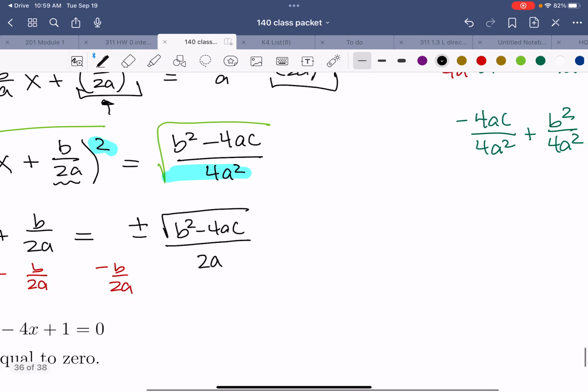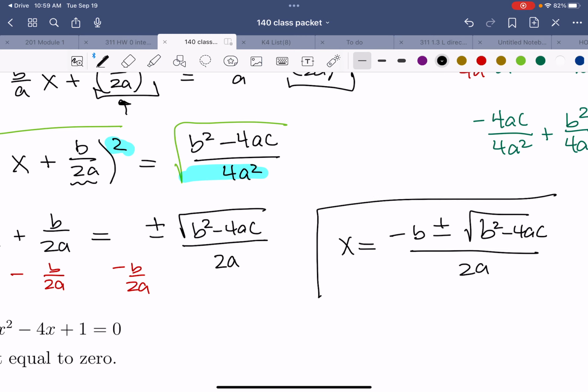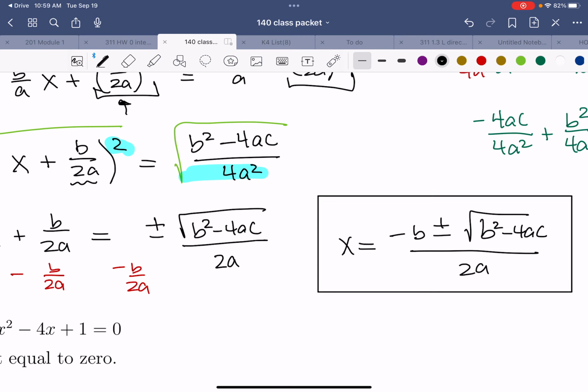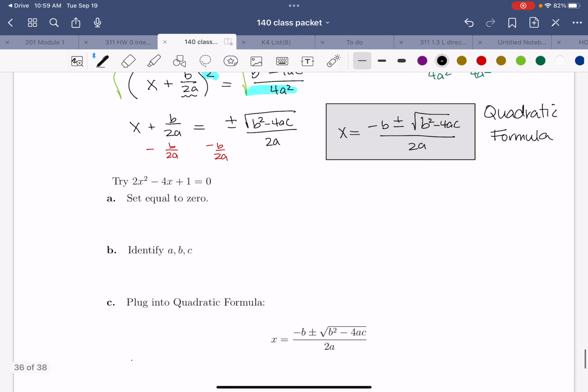And that allows you to arrive at what you know as the quadratic formula, which is negative b plus or minus the square root of b squared minus 4ac, all over 2a. I can put those together because they have the same denominator. And that is our quadratic formula. So this is your quadratic formula. I would put that on your note card if you're not already familiar. So we're going to apply that to this one, right?